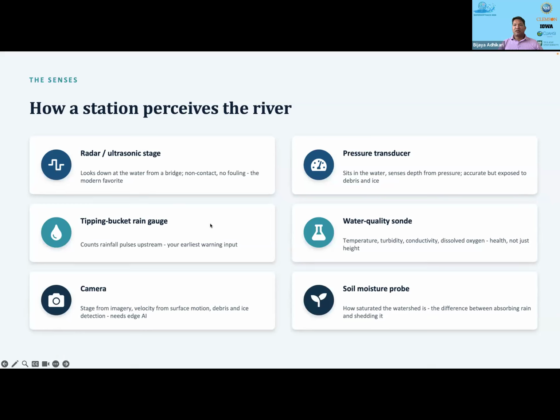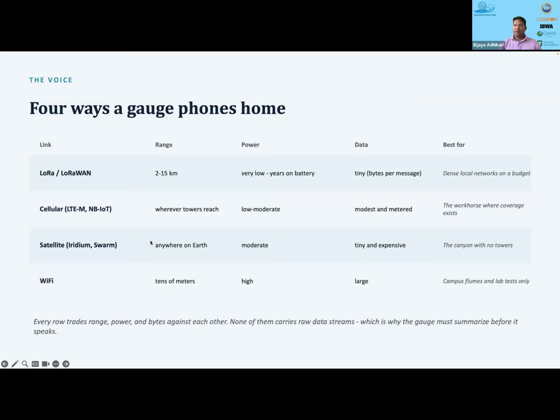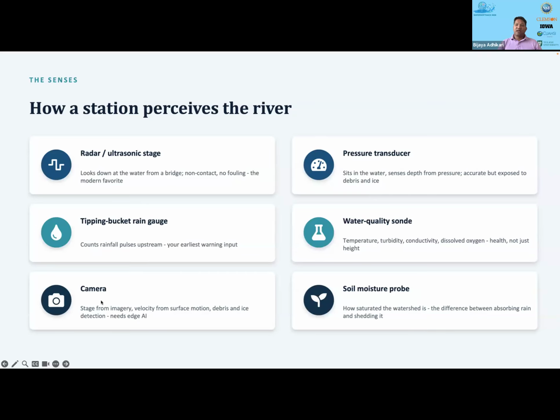A tipping bucket rain gauge probably just counts the rainfall pulses upstream. This is probably the earliest warning input that we have. A camera is also a sensor. It takes images, or you can also get the velocity by taking a video, and it also looks for debris, ice and so on. So this probably needs an AI model, if you have to use a camera and then a vision model.